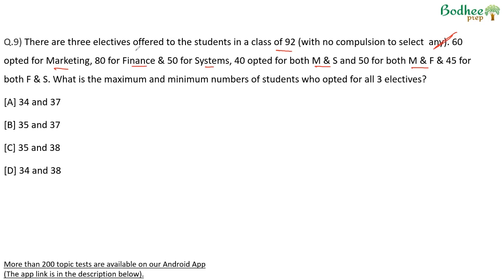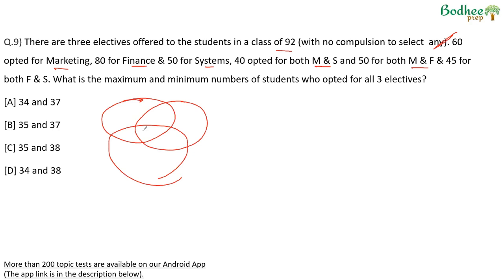What we can do is probably make the Venn diagram. Suppose all 3 is X. This is marketing, which has 60. This circle is finance, which has 50. This circle is systems, which has 40. M and S is 50, out of which X is here, so this becomes 50 minus X. M and F is 45, this becomes 45 minus X. F, sorry, I got the wrong numbers here.